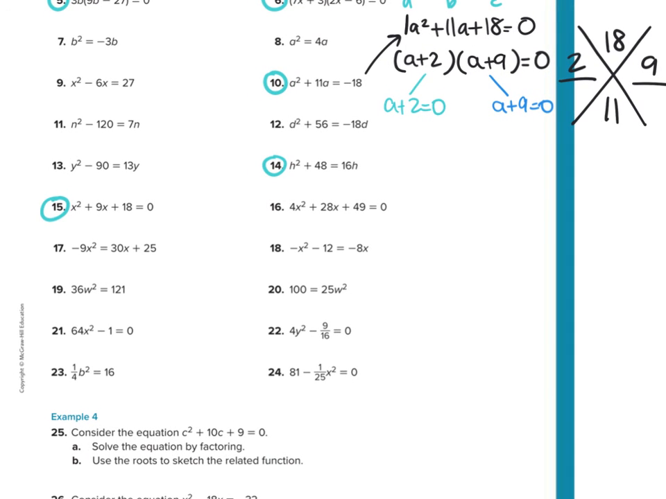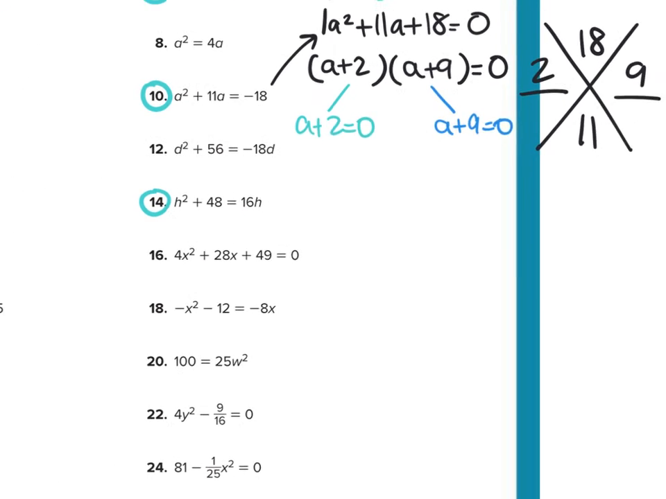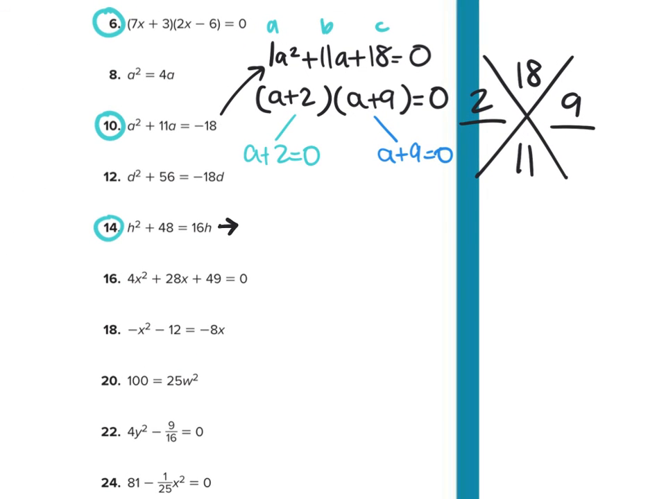You'll also have to move the numbers around on 14. Okay, so I'll rewrite 14 for you. It would be h squared minus 16h plus 48 equals 0. Oh, wait, did we finish? Skipping a lot of pages.